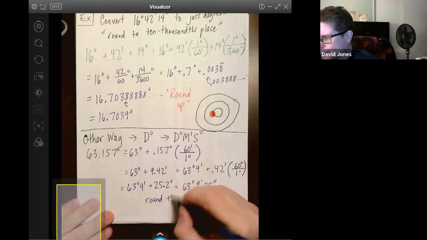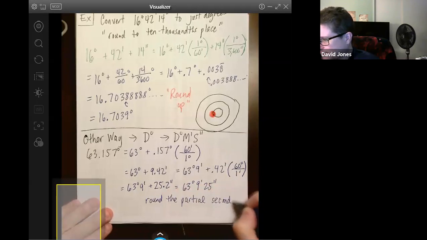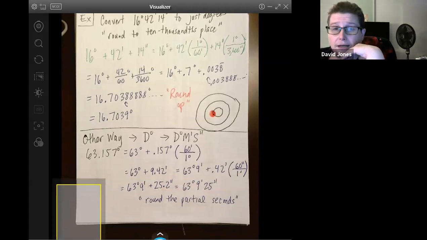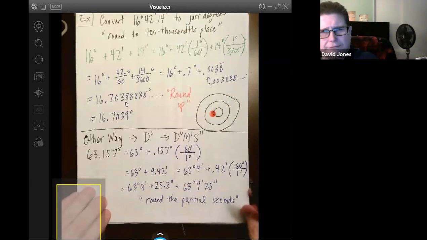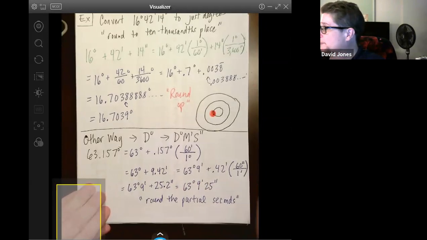Round the partial seconds. Just like when we're talking in normal everyday language, we don't break down seconds into milliseconds or something like that. Yeah, if you're timing something like on a racetrack or a science experiment, things like that, you do break time down. Time is continuous, it does break down. But normal people, hours, minutes, seconds, we do degrees, minutes, seconds. I'll leave that up there for a second for you guys.